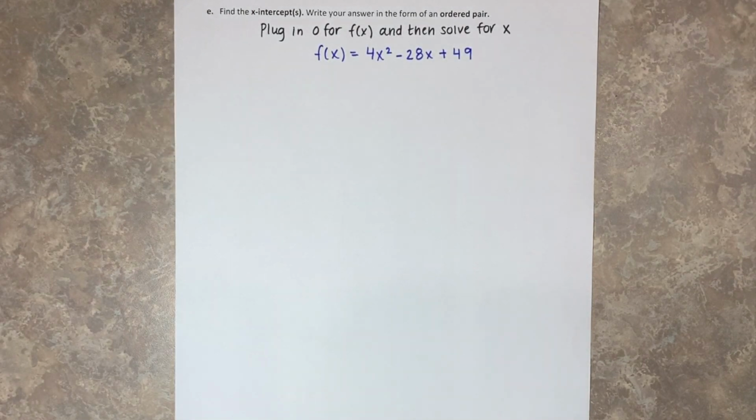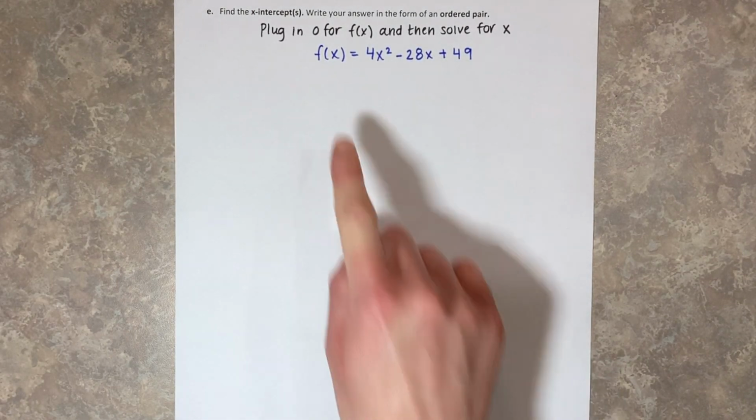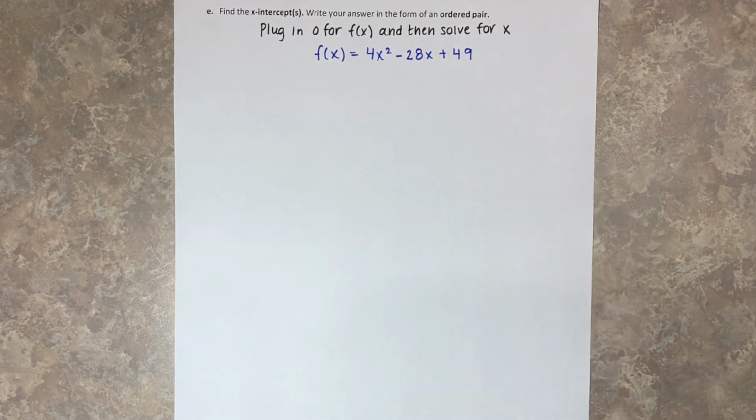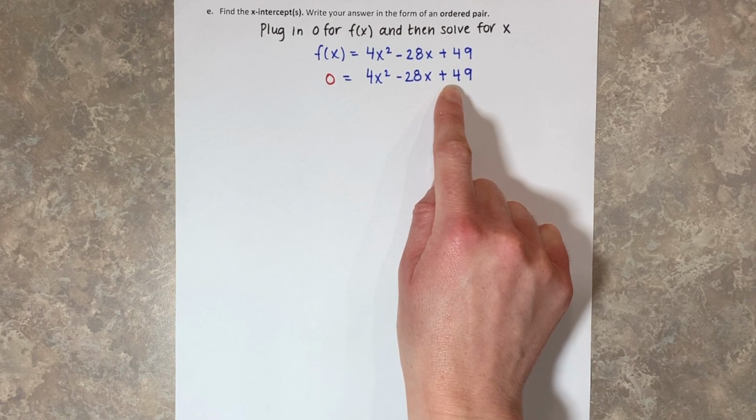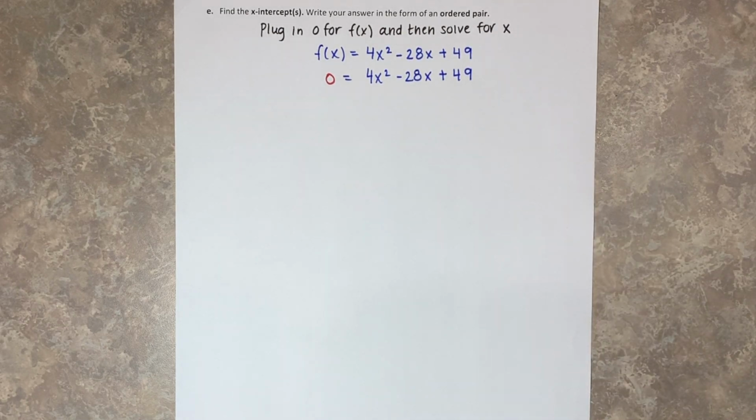Step E, we want to find the x-intercepts. To find the x-intercepts, we always plug in 0 for f of x and then solve for x. I've started off by just copying the given function from the previous page. Now in order to find the x-intercepts, we plug in 0 for f of x. Now we could factor here. This expression is factorable, so factoring will give us the x-intercepts, or we could use the quadratic formula. You can pick whichever approach you prefer, but I'm going to demonstrate the quadratic formula.